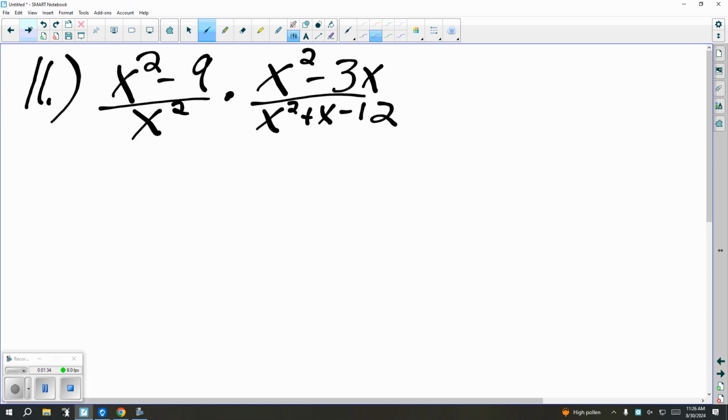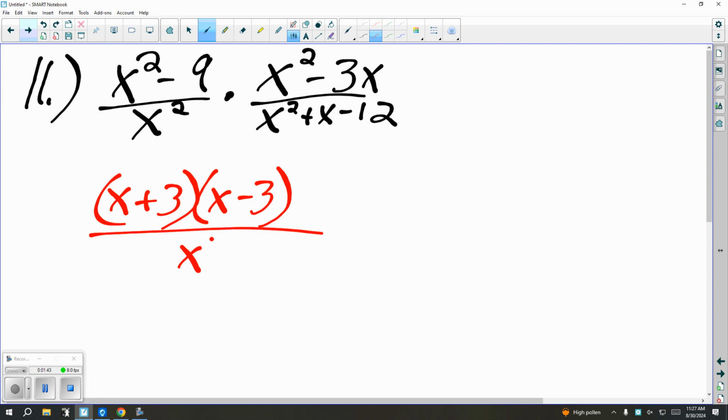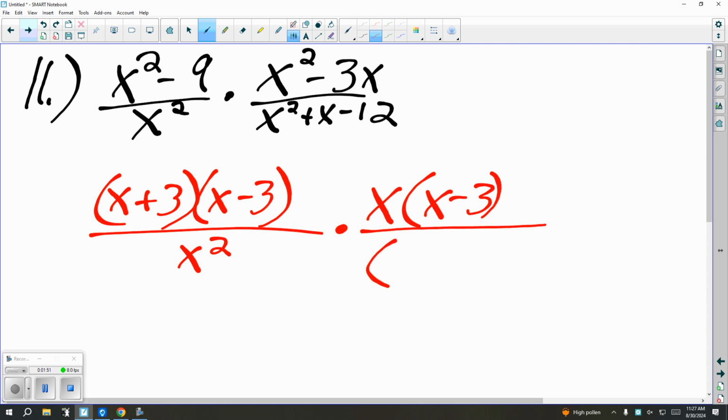I'm going to factor the top, the difference of perfect squares. I'm going to keep the bottom the same. And then I'm going to factor out just an x here. And then the bottom, I'm just going to factor, what, x plus 4, x minus 3. And then just going to cancel out this with that. And is there anything else that can get canceled out?